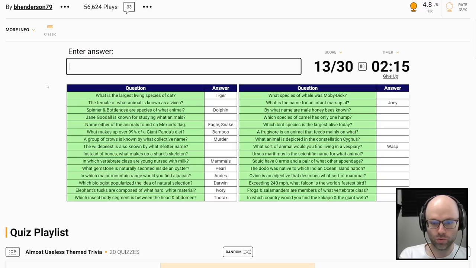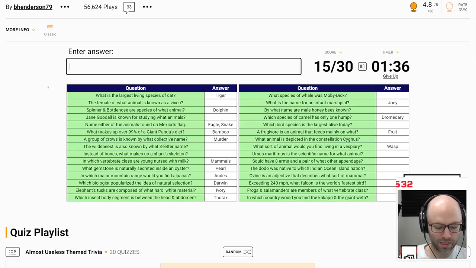What species of camel only has one hump? A dromedary. What bird species is the largest alive today? The condor. The albatross. The bald eagle. The shoebill platypus. The pterodactyl. Largest bird species. Emperor penguins. I don't have an answer for you. A frugivore feeds mainly on... fungus. Fruit.